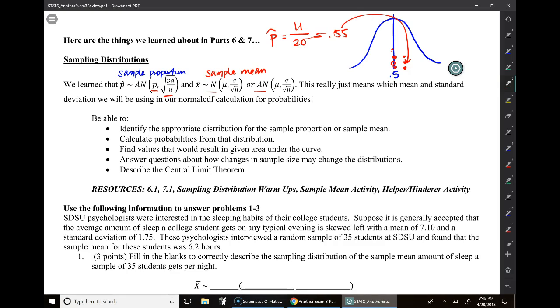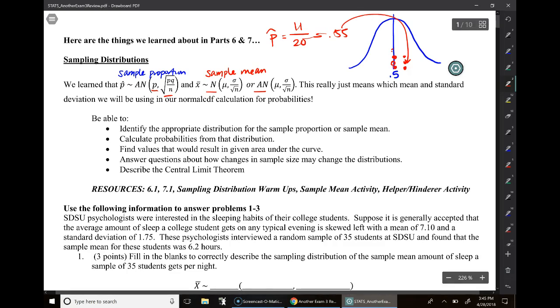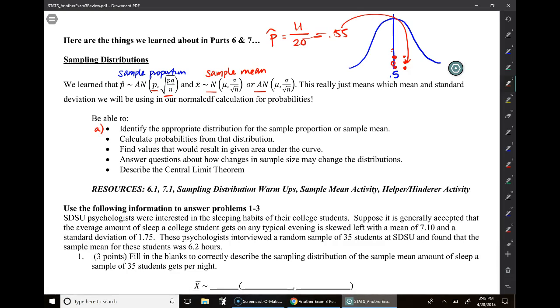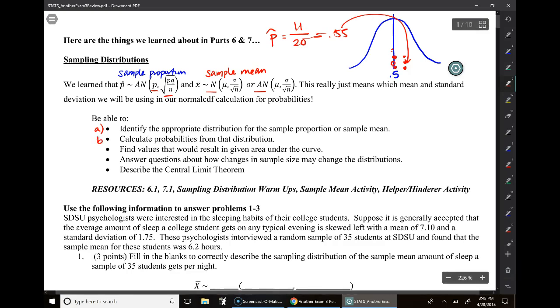All right. Once we identify the distribution, this will always be your part A on the problem, because I'm leading you towards what you're supposed to be doing. Part B will be to calculate the probability, and you're going to do that using normal CDF. This is what you'll see if you look at all the old sample exams: step 1, step 2, part A, part B.